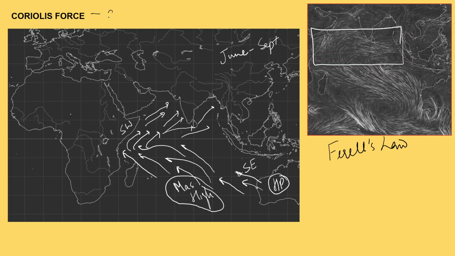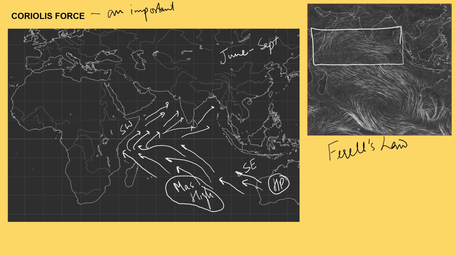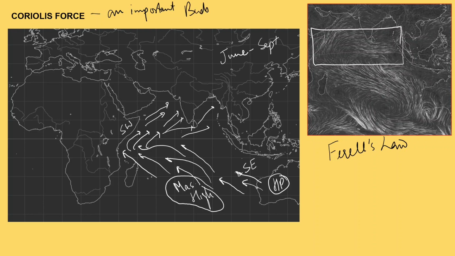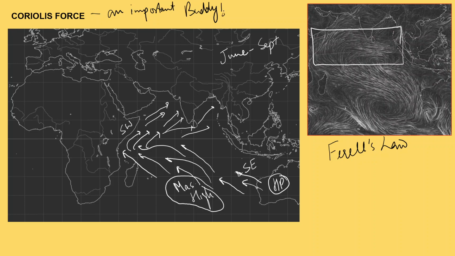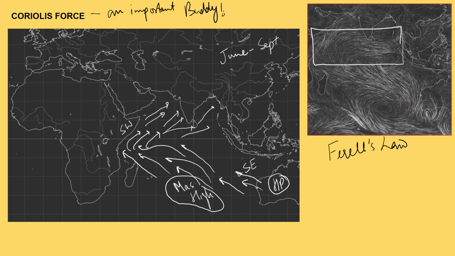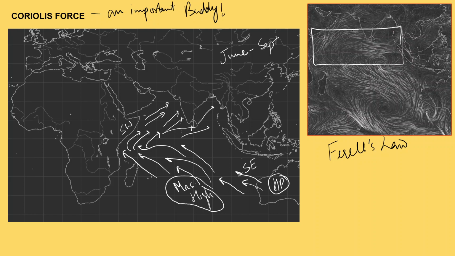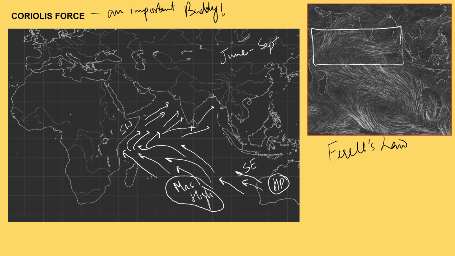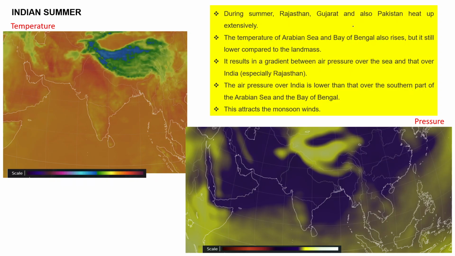So, an important body, we can write it over here. Imagine if the Coriolis effect wasn't there, then these winds would not have been able to cross the equator and then turn right towards the Indian subcontinent and then carry on with the proceedings of the summer monsoon.